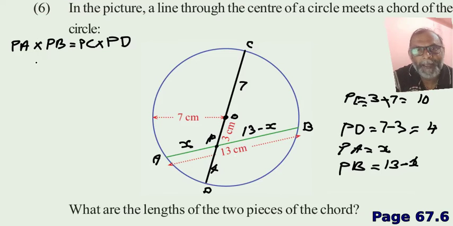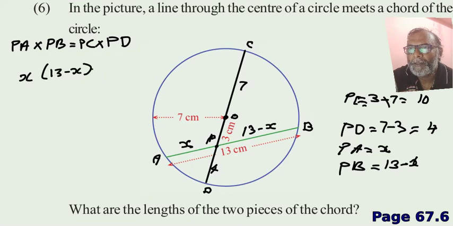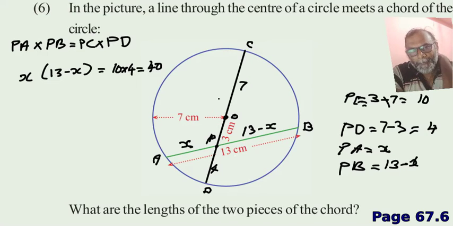Okay. Now we can substitute these values in the given property. That means PA into PB, that is X into 13 minus X, is equal to how much? PC into PD. That means PC is 10 and PD is equal to 4. That's PC into PD, 10 into 4, which is equal to 40. So the product of the two parts of the chord AB is equal to 40.